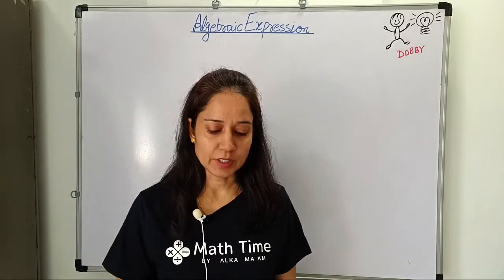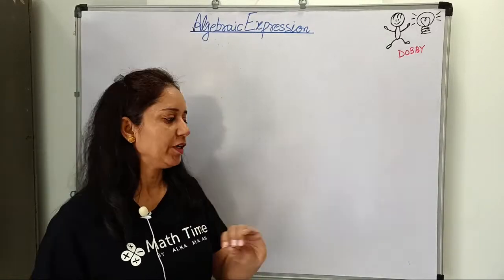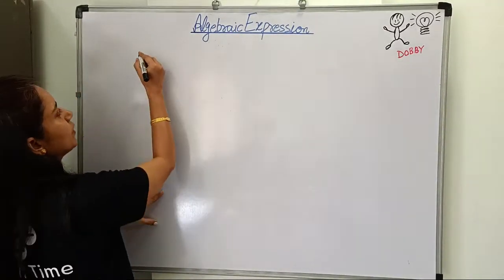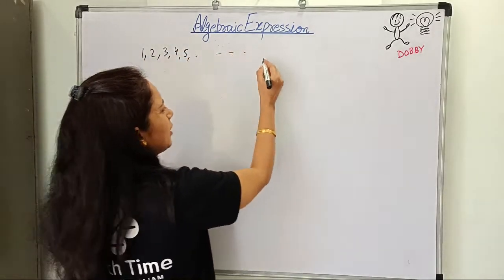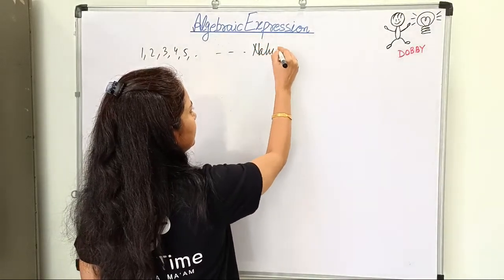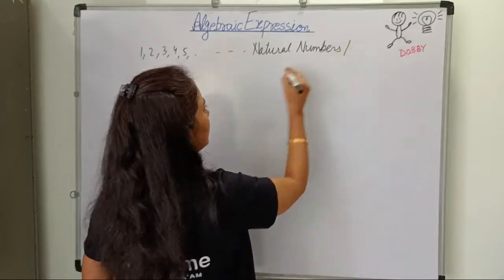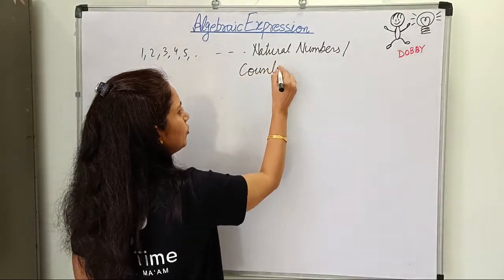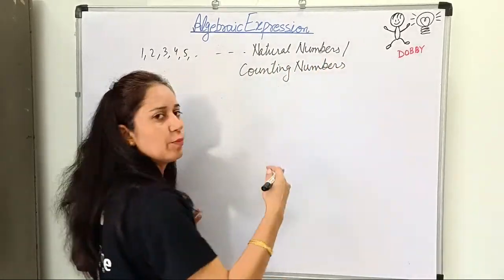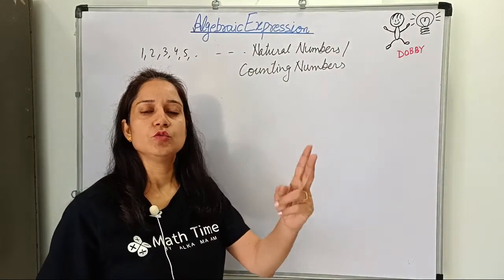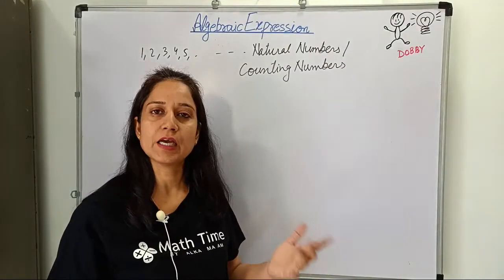So let us start with today's topic. Our topic is algebraic expression. Now I'll give you a brief introduction from where it has come. In mathematics, you know all these are natural numbers, right? As well as we call them counting numbers. Why do we call them counting numbers? Because whenever we have to count any number of things, we always start with 1. 1, 2, 3, 4. So we always start with 1. That is why these numbers are also called counting numbers.